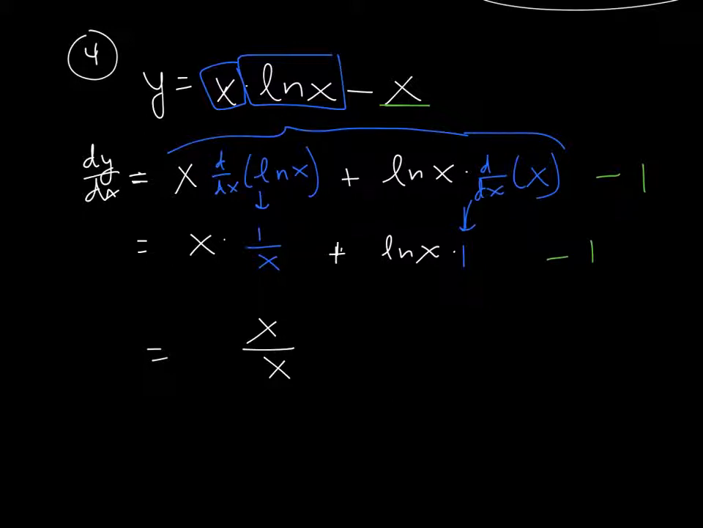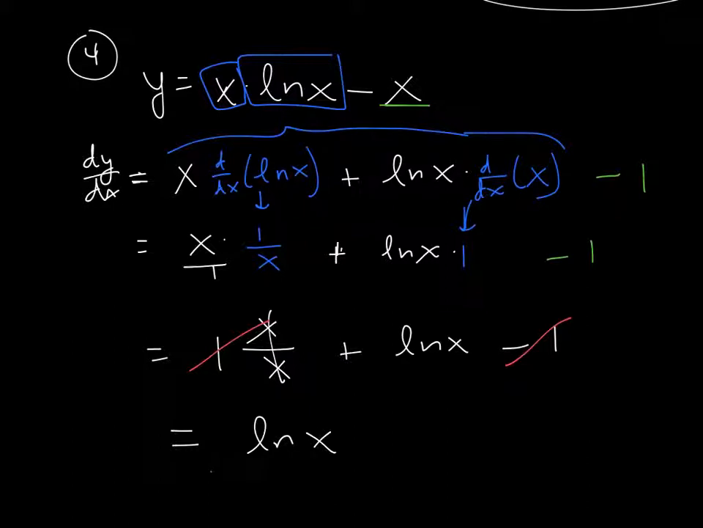x times 1 over x becomes x over x, plus natural log of x times 1 minus 1, and this of course simplifies to just 1, so I really have 1 plus natural log of x minus 1, and then the 1's cancel, 1 minus 1 is 0, so final answer here, natural log of x. That's a pretty sweet answer. So sometimes things simplify nicely, and I am liking that one a lot. Hopefully that helped to have some examples for how to do logarithmic differentiation.